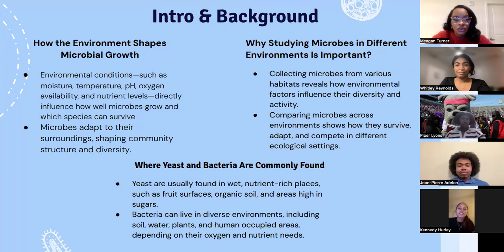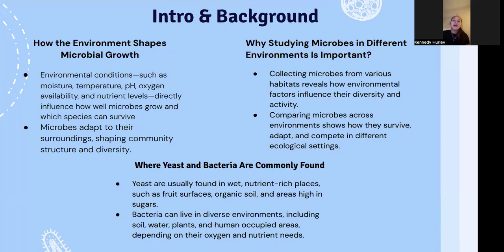For our background information, we'll start with how the environment influences microbial growth. Microbial communities are shaped by their environment. The moisture, temperature, nutrients, oxygen, and pH determine how microbes can grow. Even small changes like rainfall, soil moisture, or oxygen can affect nutrient diffusion and microbial survival.